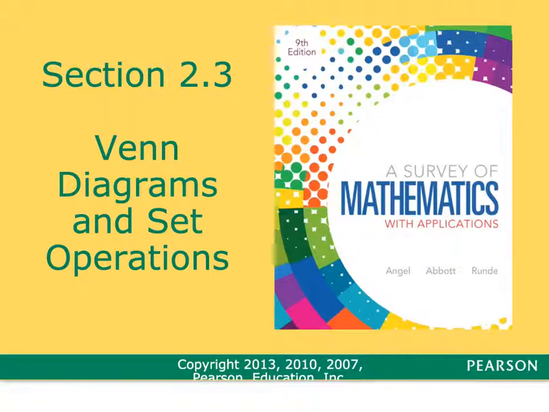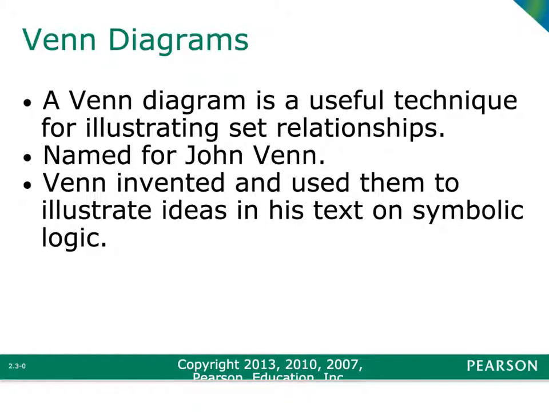Hey everybody, welcome to section 2.3. We're going to be talking about Venn diagrams and set operations today. We're going to stay with just 2 circles in the Venn diagram, and then in section 2.4 we'll take it up to 3 circles. Okay, so a Venn diagram is just a way of organizing relationships and showing how they interact with each other.